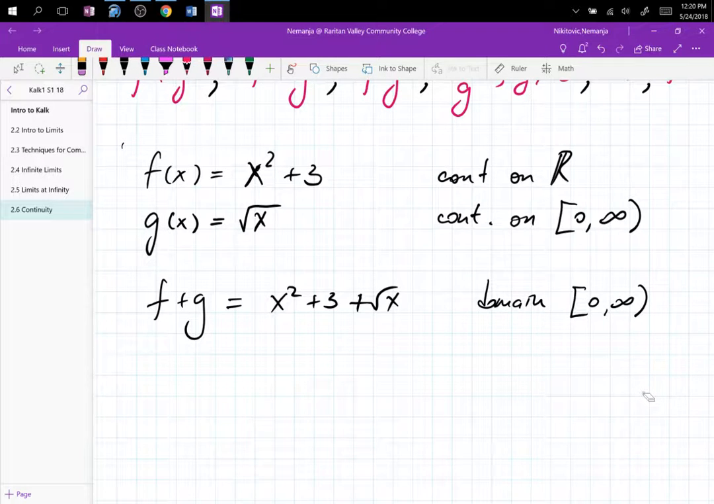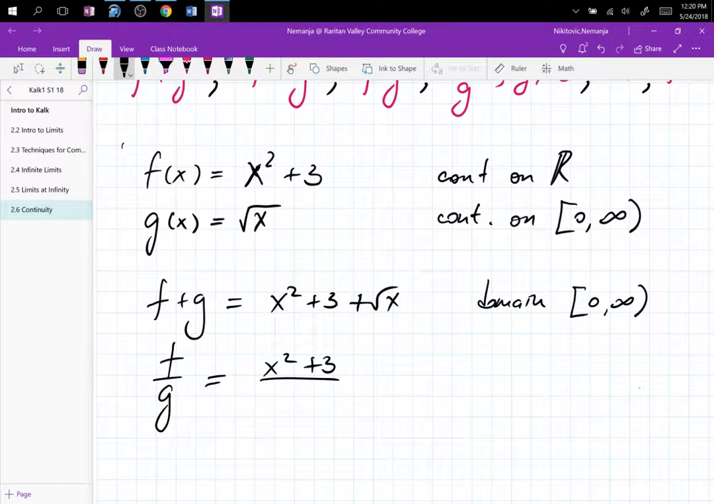But sometimes we have interesting things happen. For instance, in this particular problem, we go with f over g. Right? f over g would be x squared plus 3 divided by square root of x. The domain for the polynomial is all real numbers. The domain for the square root is 0 to infinity, with 0 included. What is the domain here?